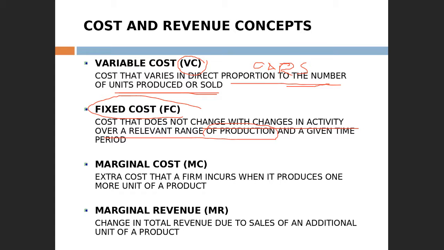So it's a different story, in a given period of time. Now this is your fixed cost. Tomorrow new technology might come out which will make your production efficient, but you'll have to invest in this new technology, so your fixed costs can go up over time. But fixed cost is cost that does not change with changes in activity over a relevant range of production and a given time frame. Any questions about variable cost and fixed costs?